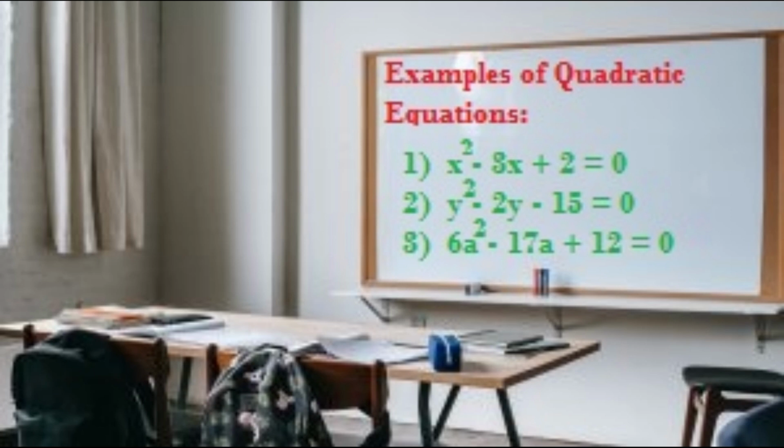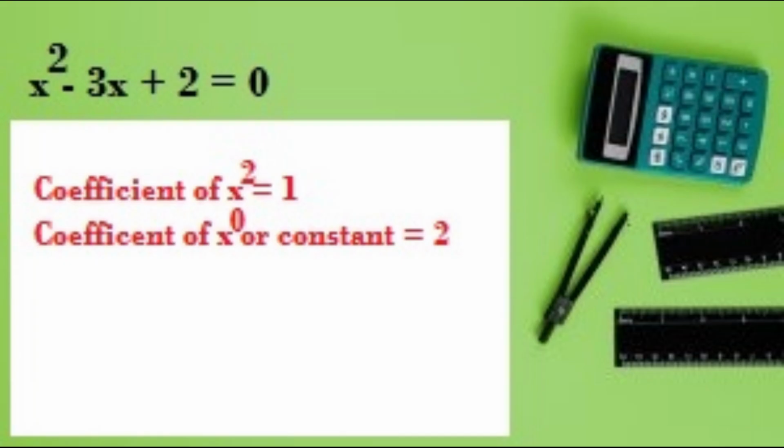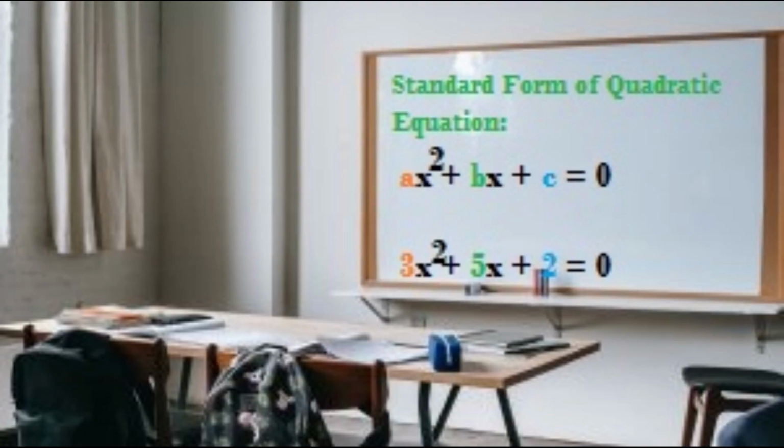So let's start. Just take one quadratic equation, x square minus 3x plus 2 is equal to 0, and we try to solve it. Before you solve any quadratic equation, you must know how to compare any given quadratic equation to the standard form of quadratic equations, so that you can identify some important elements of the quadratic equation. For example, here you can see the standard form of quadratic equation is ax square plus bx plus c. This is the standard form of quadratic equation, and the given quadratic equation is 3x square plus 5x plus 2 is equal to 0.